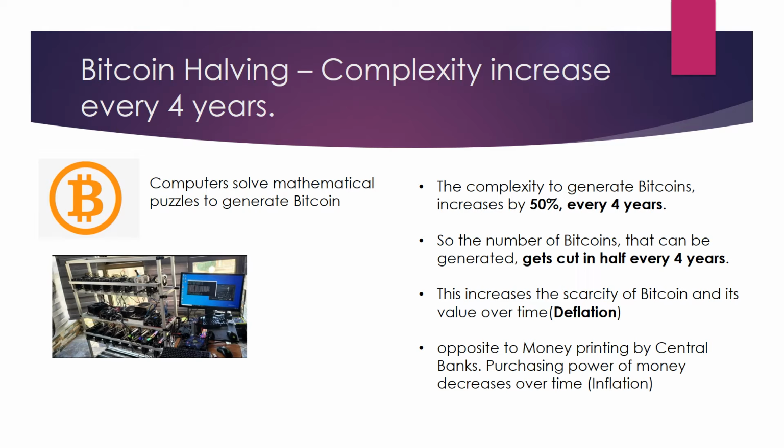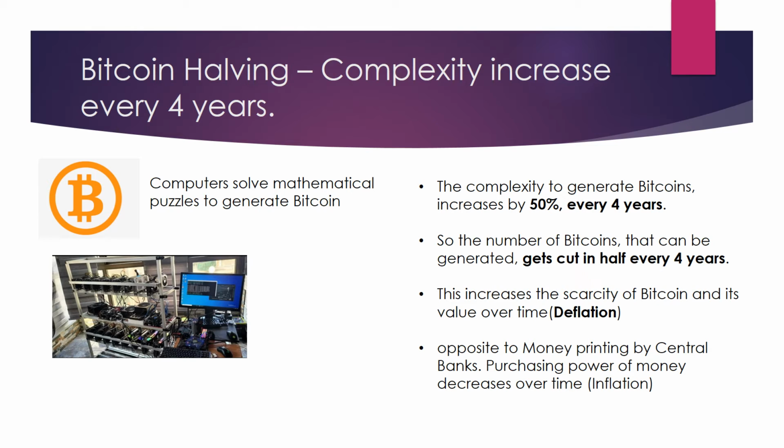So within the Bitcoin programming code, there are inbuilt functions written to increase its complexity by 50% every 4 years. So what happens is that the number of bitcoins that can be generated every 4 years gets cut in half. So this increases the scarcity of Bitcoin over time and makes it more valuable. So Bitcoin is a deflationary asset.